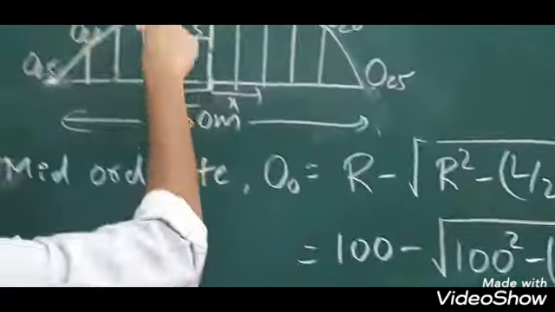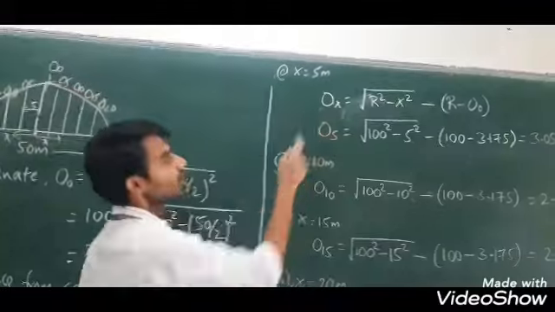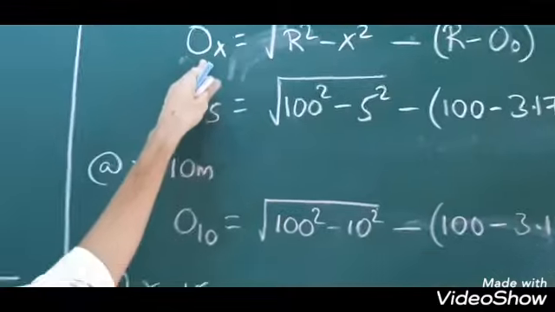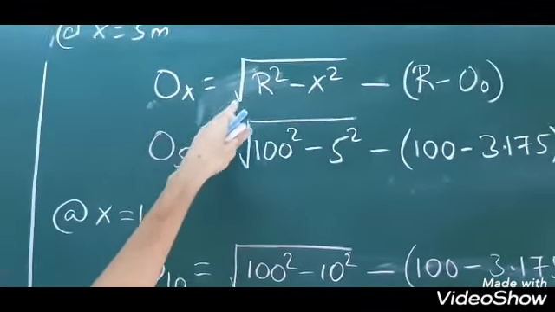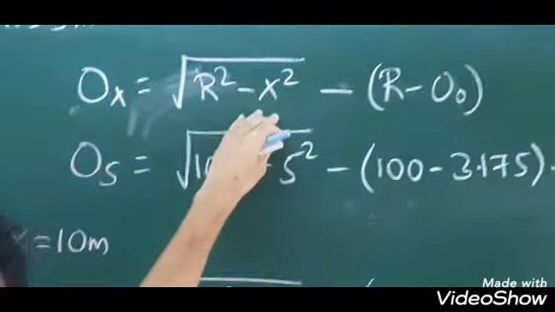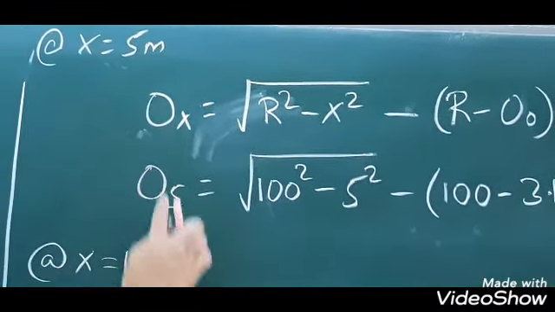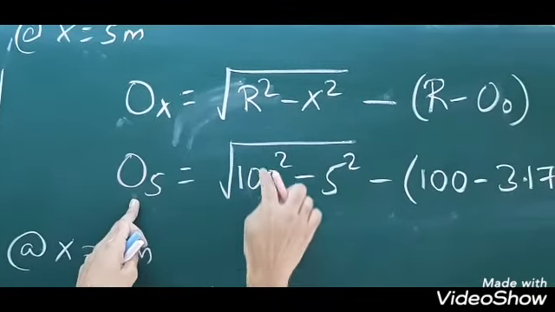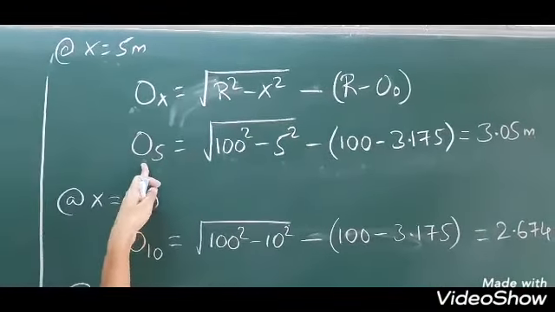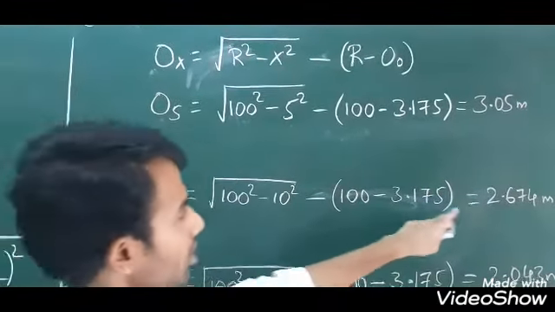Now to find the other ordinates, use this formula: Ox is equal to root of r square minus x square, minus (r minus O zero). This is the formula for ordinates. If you want the ordinate at 5 meter, plug in r, x, r and O zero, and you will get the ordinate at 5 meter. Likewise, the ordinate at 10 meter.